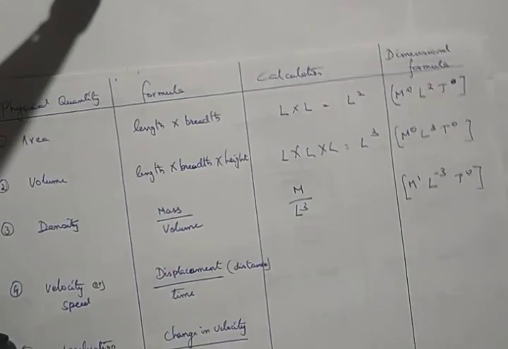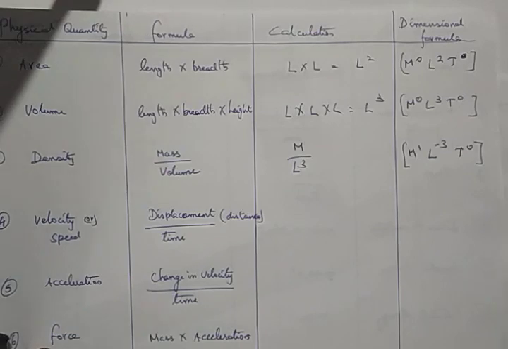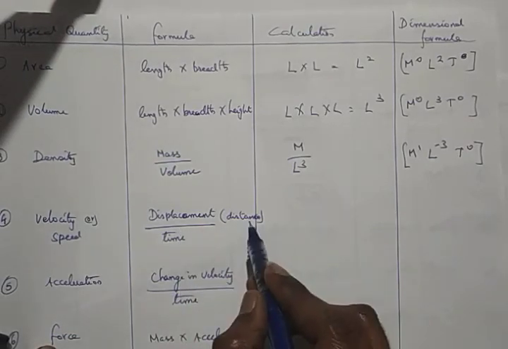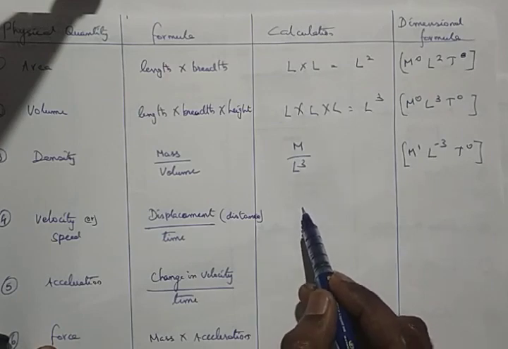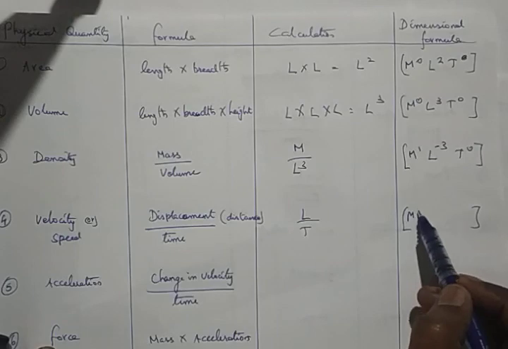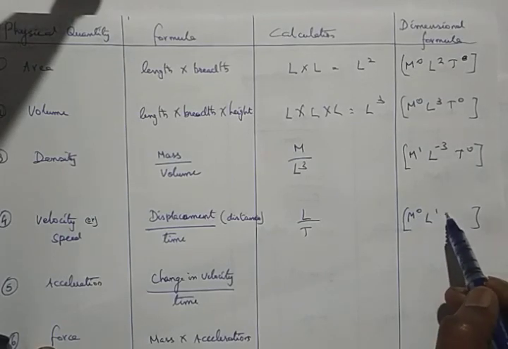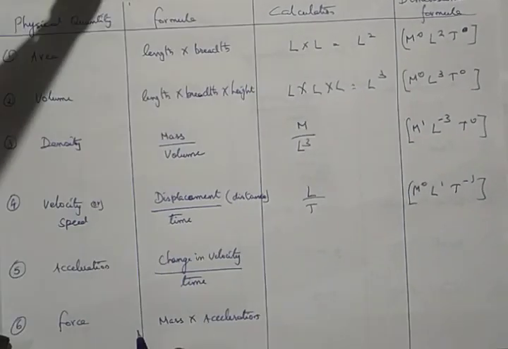Moving further down, so we have velocity. Velocity already I derived earlier also, displacement or distance, or you can say the same formula going to be for speed also. So it's going to be length upon time. So when we write here, it is M0 L1 T-1. So that is going to be the formula for velocity.